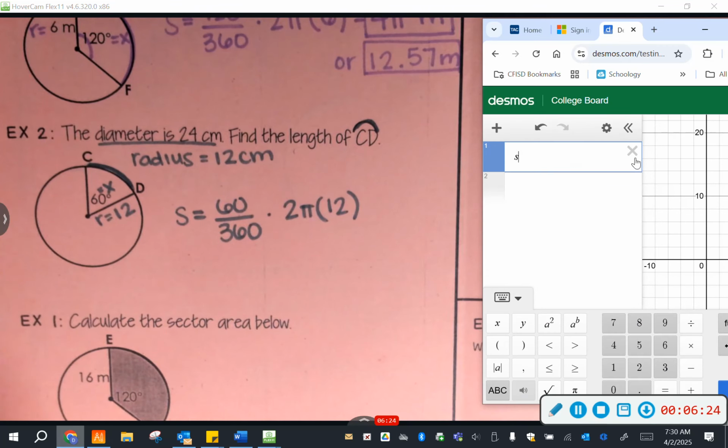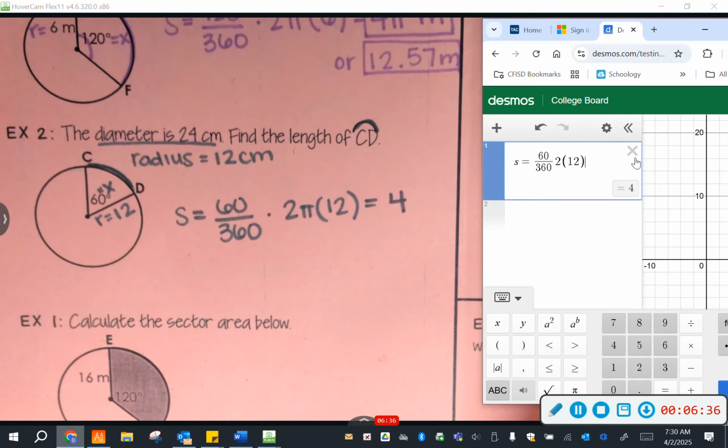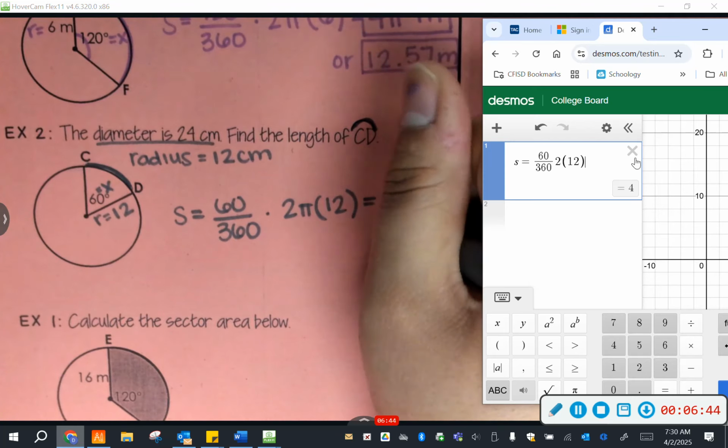So I'm going to say S equals 60 over 360 times 2. I'm not going to put pi, and I'm just going to put 12. And what is my answer? 4 again, but 4 is not my answer. Would you be wrong to not include 4 pi? Yeah, no, you'd be fine to not include S equals. 4 pi centimeters is my answer.